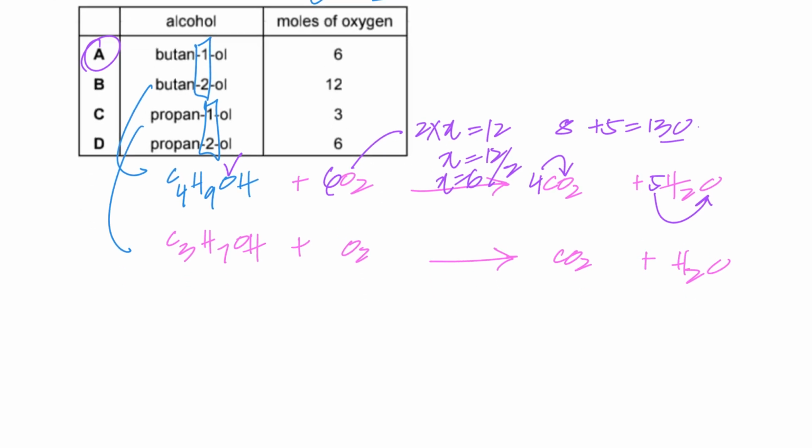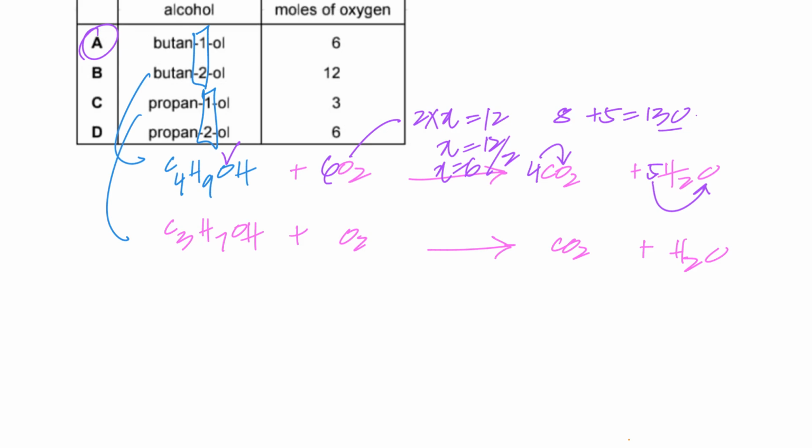The problem with propanol, propan 1-ol, propan 2-ol, doesn't matter, but the problem with it is if you balance it out, you have 3 carbons here, so 3 carbons would be here, 3 carbon dioxides obviously. You have 8 hydrogens on the left. You should have 8 divided by 2, that's 4 on the right, because once you multiply 4 with 2, you get 8 hydrogens again, right? And then you need how many oxygens? 3 times 2, that's 6. 6 plus 4, that's 10. So you have 10 oxygens on the right.